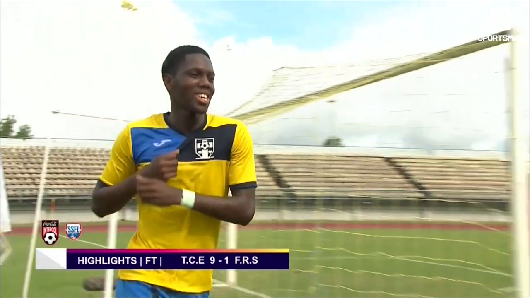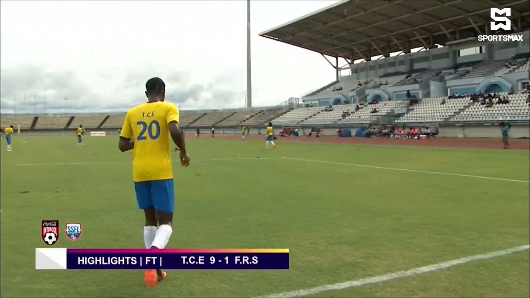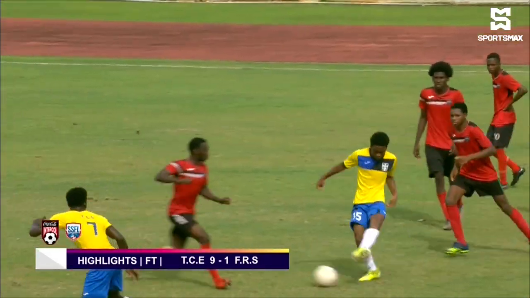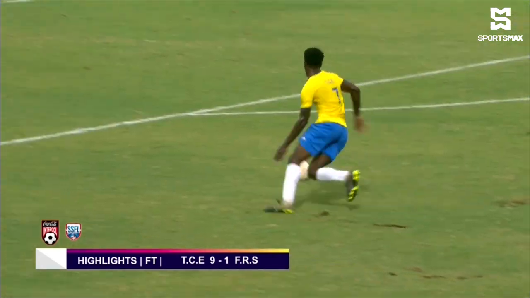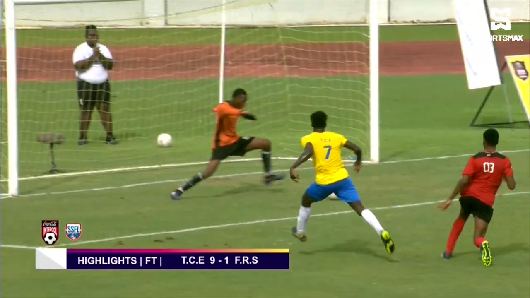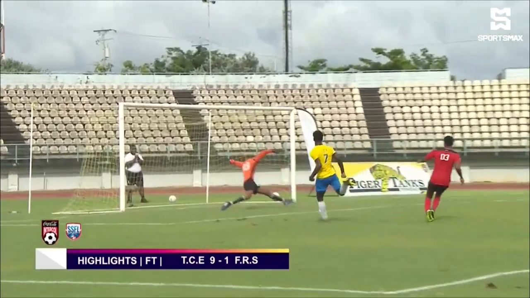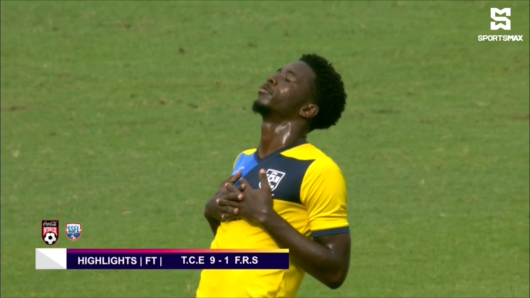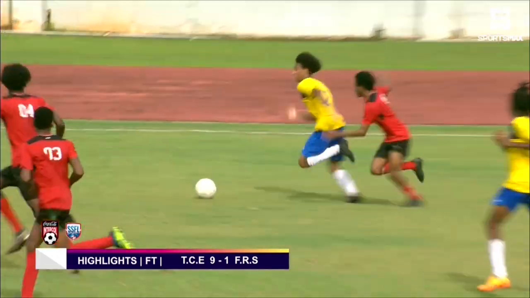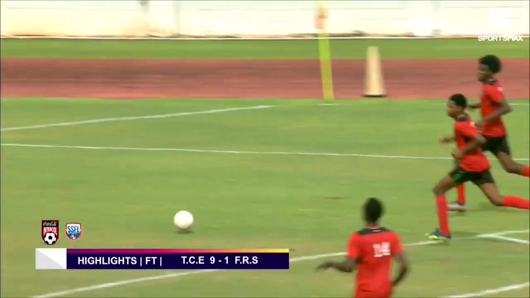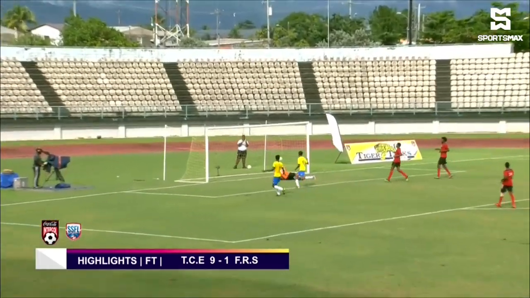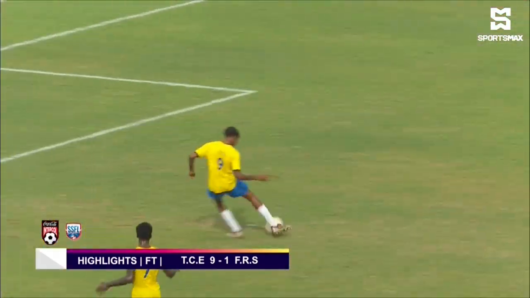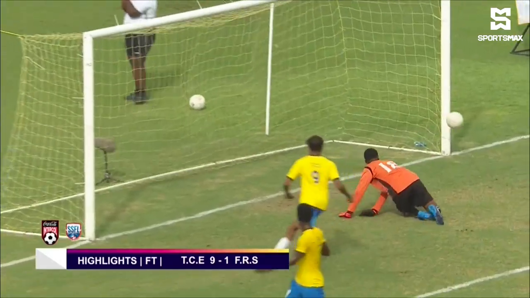A couple of substitutions for Trinity College East. And here is a substitute, Brown, coming onto that pass and sliding it past the keeper. It was 7-1. More came from the substitutes. There is the celebration. This was the ball coming across towards Fair, and he put it into the back. The cross from Romero straight to the substitute Fair.